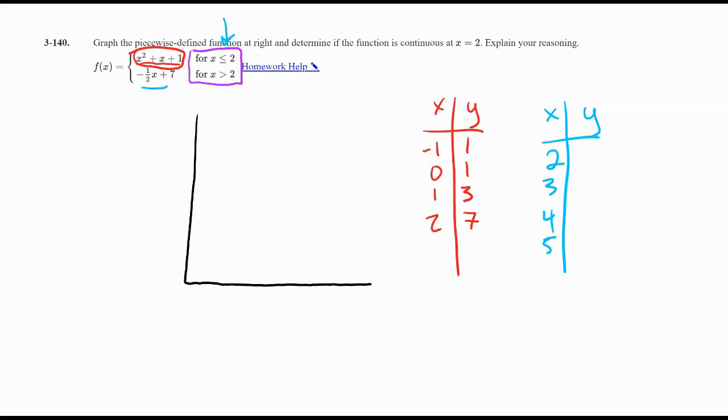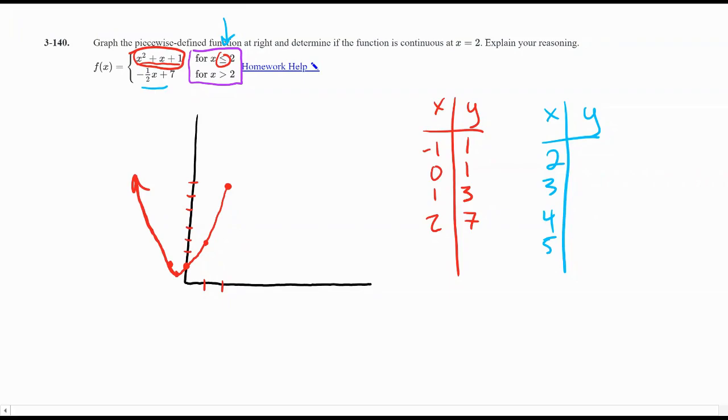And now I'm going to actually plot those points. So -1, 1; 0, 1; 1, 3; and 2, 7. And it is a closed circle because it's less than or equal to. And my vertex is somewhere in between here. I'm not going to worry about that at the moment though, because again, I'm just sketching my graph.